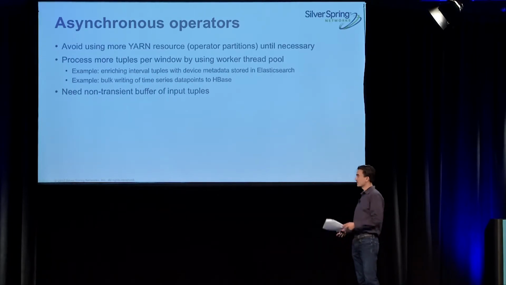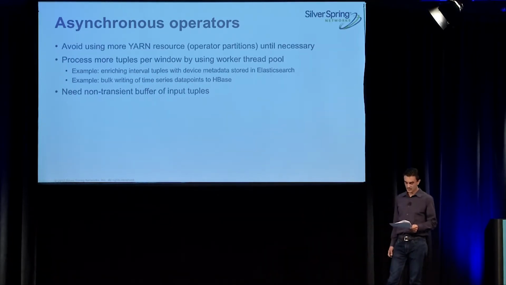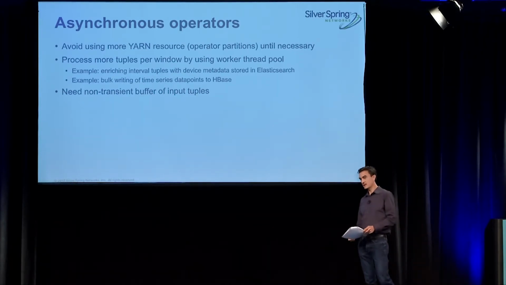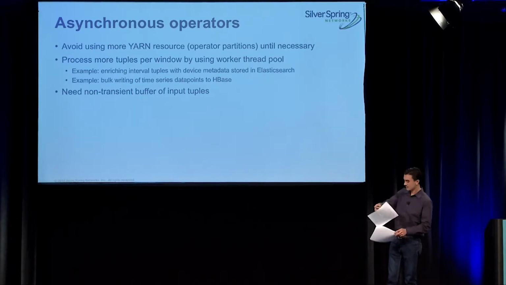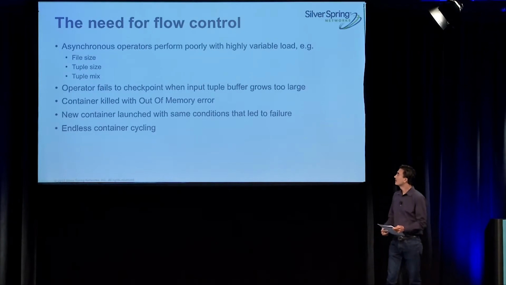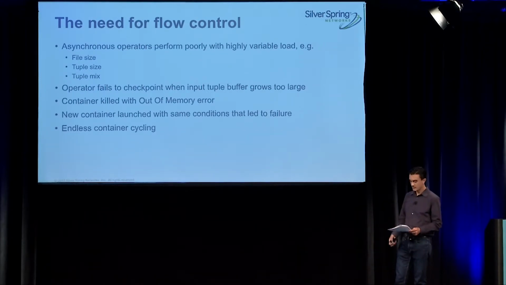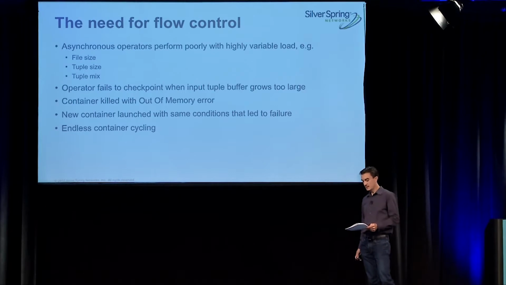A key point with this strategy is that it requires the use of a non-transient buffer for all of the input tuples to the operator, so that the operator can recover in the case of failure. And that's because Apex's checkpointing mechanism serializes an operator's non-transient variables. As a consequence, it also creates a problem when an asynchronous operator is subject to a highly variable load.